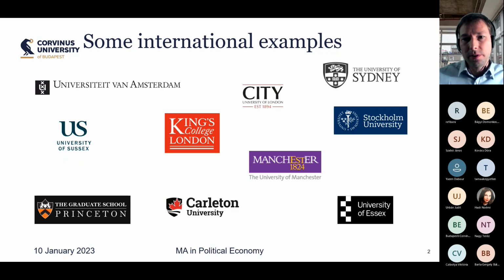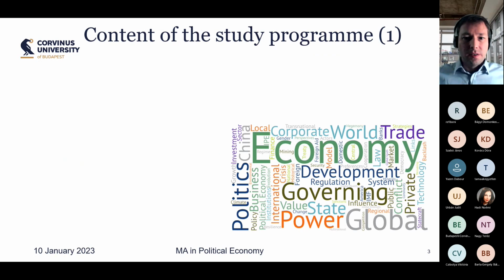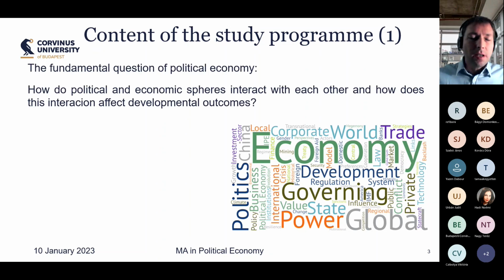These are some international examples based on which we try to model our program. And what are you going to study if you apply and if you enroll in this MA? So political economy is basically dealing with one fundamental question. How do the political and the economic spheres interact with each other? And how does this interaction affect developmental outcomes? But not only developmental outcomes, how does this interaction affect political and economic life?